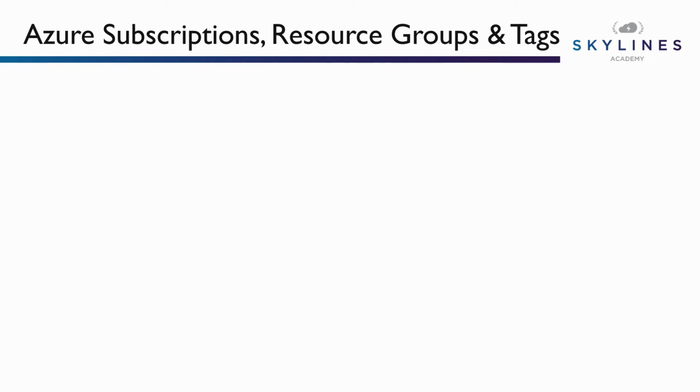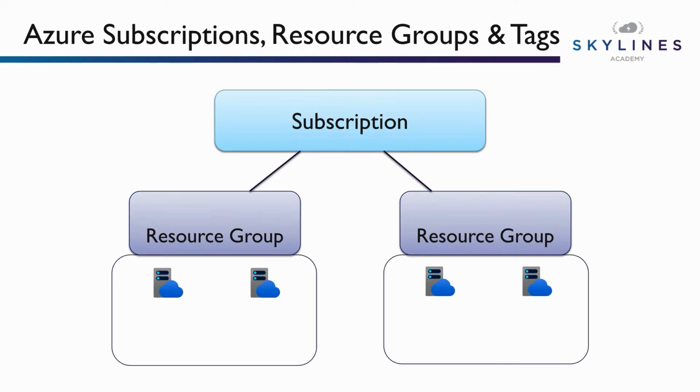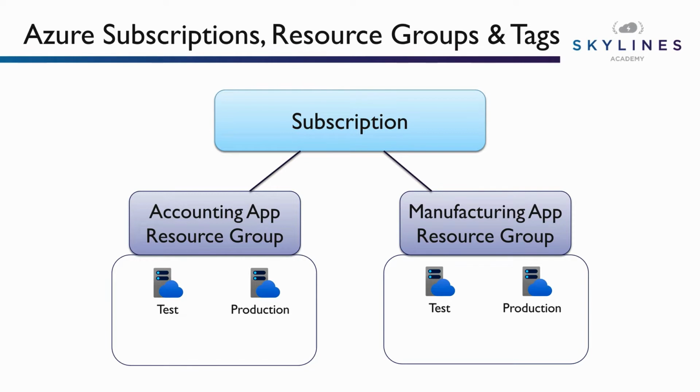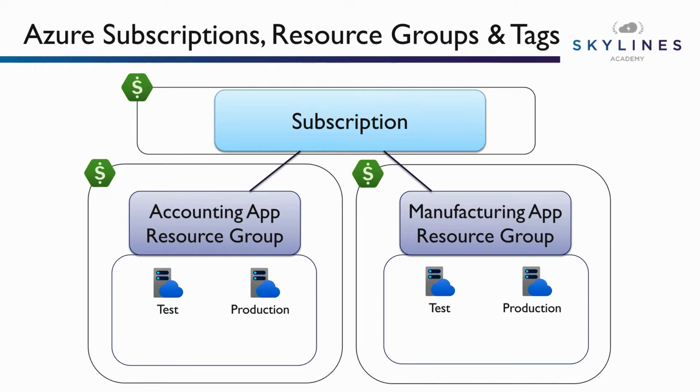Let's take a look at the relationship between subscriptions, resource groups, and tags when classifying costs. We've already reviewed how subscriptions contain resource groups, and resource groups are a container for services. Let's say we have two resource groups in a subscription, one for an accounting application and one for a marketing application. Each has a test and production web application. We can get costs for all services at the subscription level, or we can filter to resource groups. That would tell us how much the accounting or marketing application costs.